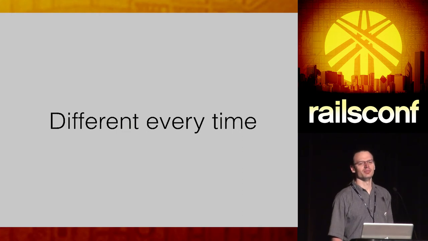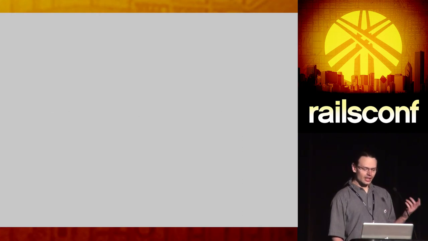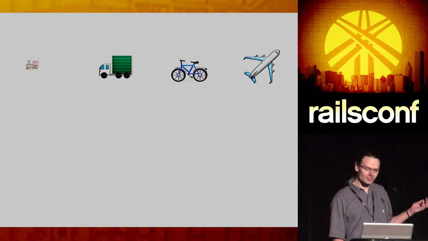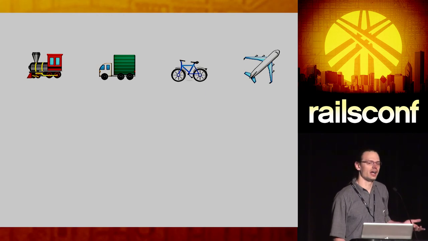And it's different every time, because you're dealing with different kinds of data, and it can come from different sources. It might be a file. It could be an HTTP endpoint. It could be an FTP mailbox, maybe email.